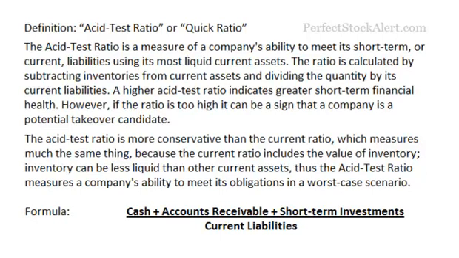The formula for this particular ratio is simply cash plus accounts receivable plus short-term investments, and you divide that total number by the current liabilities.